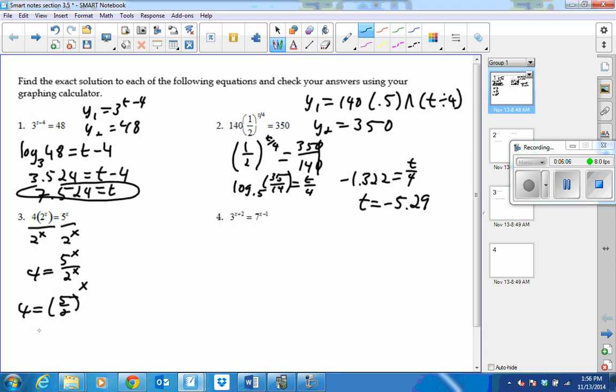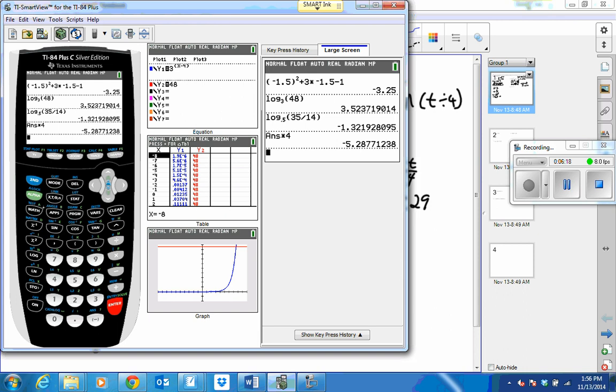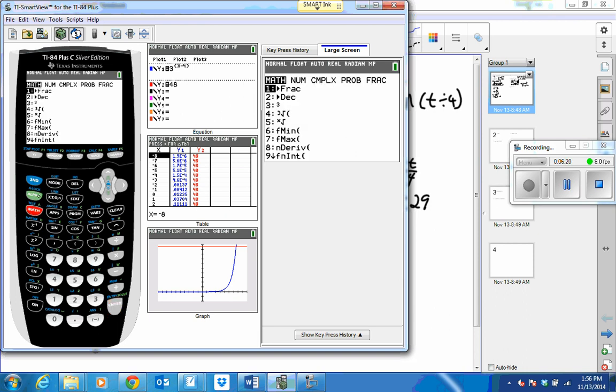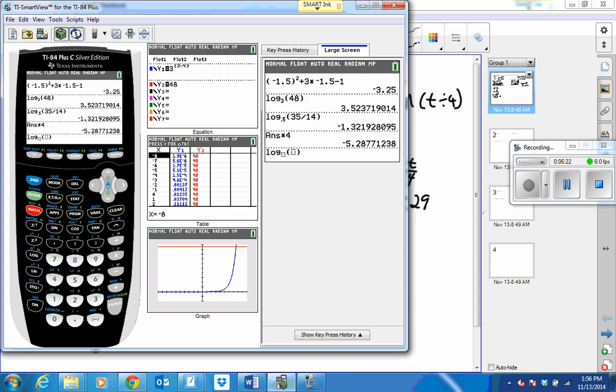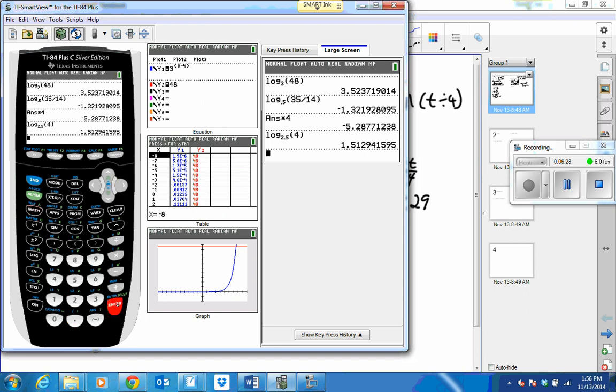When I put that in logarithmic form, I have a log with a base of 2.5, a power of 4, and that equals x. So I'm going to put log, I'll go to math and hit alpha A. We have a log with a base of 2.5 and a power of 4. We get 1.513.